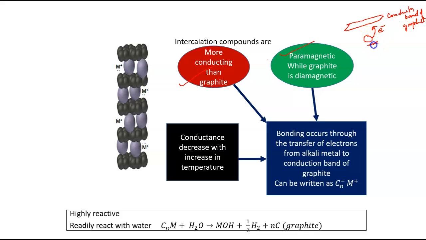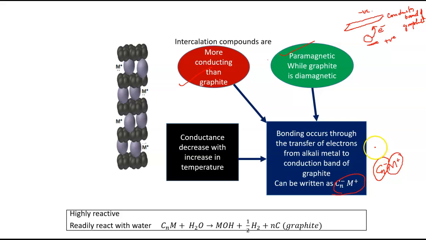So, this metal will be existing in a positive charge and the graphite will be existing in a negative kind of state. So, the compounds can be written as Cn minus M plus. Cn minus M plus. Because the metal ion will be positive in nature and the graphite layer will be having a negative kind of structure. This is why electropositive metals form intercalation compounds.